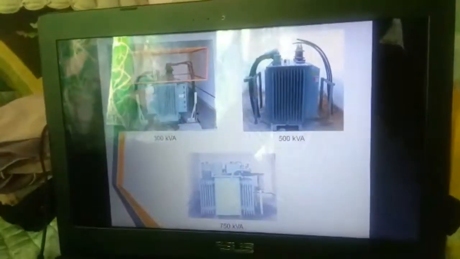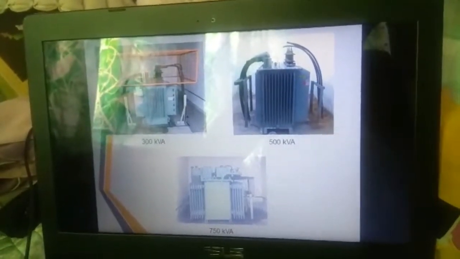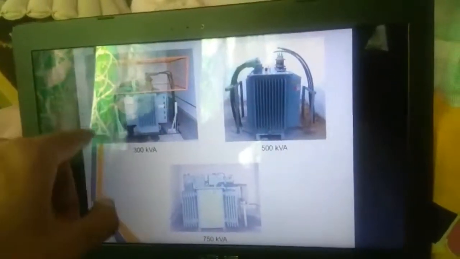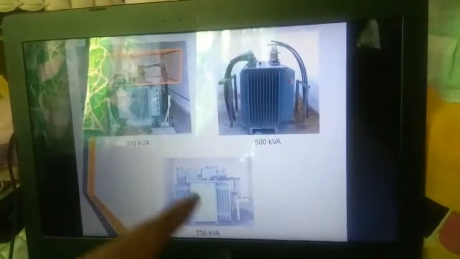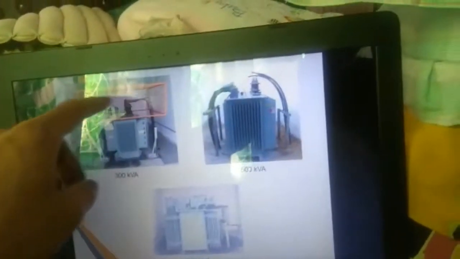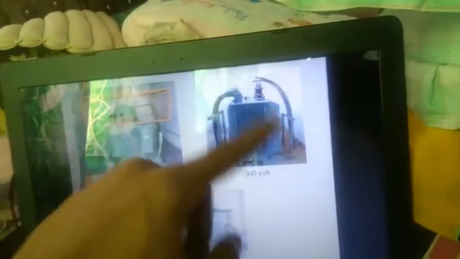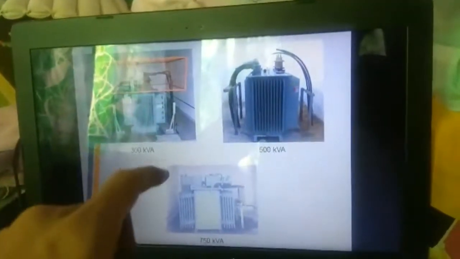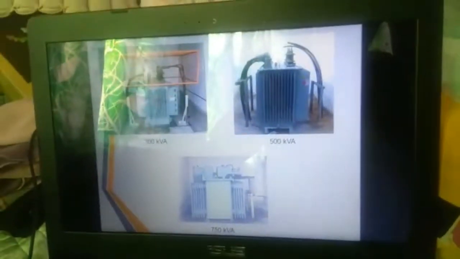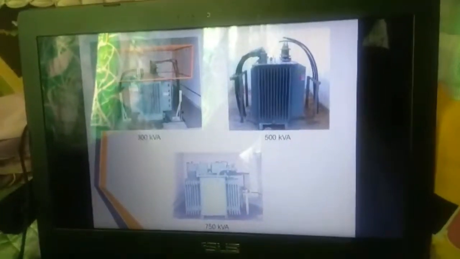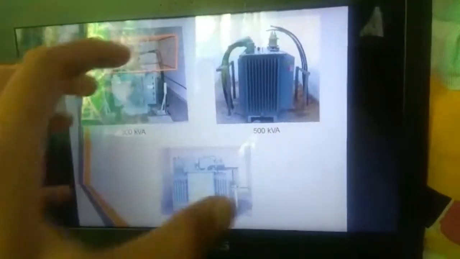This is how the actual transformer looks like. These are the 300 kVA, this is the 500 kVA, and this is the 750 kVA. As you can see, the 300 kVA is a little bit smaller than the 500 kVA, and also the 750 kVA is bigger than the 500 kVA. The bigger the kVA is, the bigger the transformer will be.